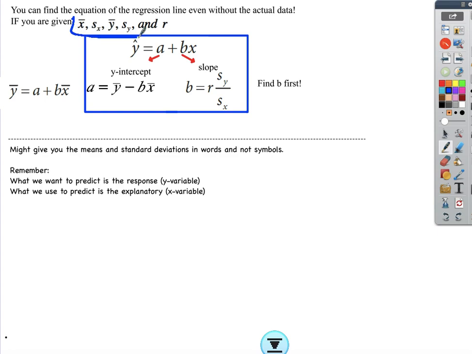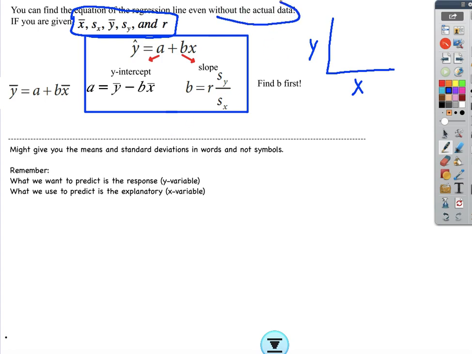So we were given the X mean, the X standard deviation, the Y mean, the Y standard deviation, and the correlation. Remember, we're talking about bivariate data, so we have X variables and Y variables. So the average of the X's, the average of the Y's, the standard deviation for both, and the correlation. If you have this information, but not the actual data, you can still come up with the equation of your least squares regression line.